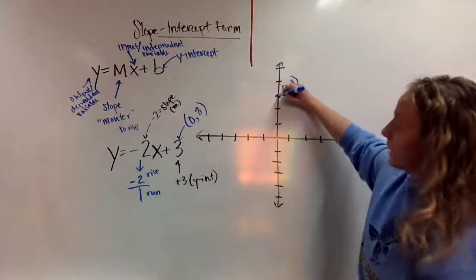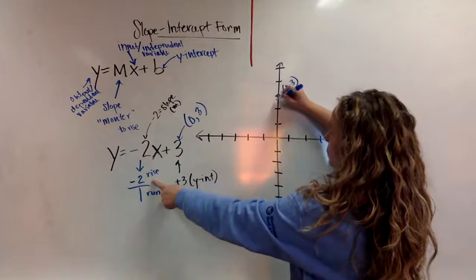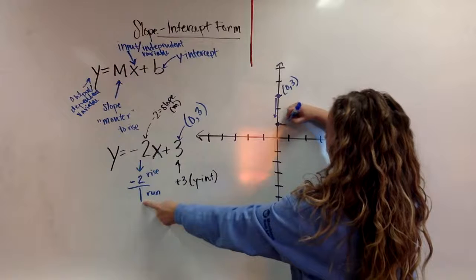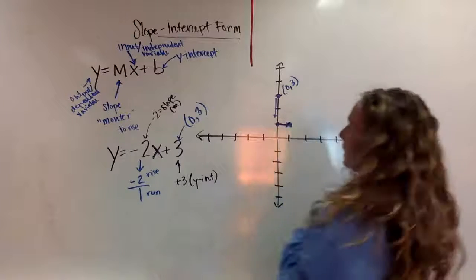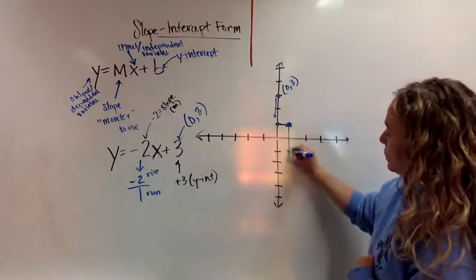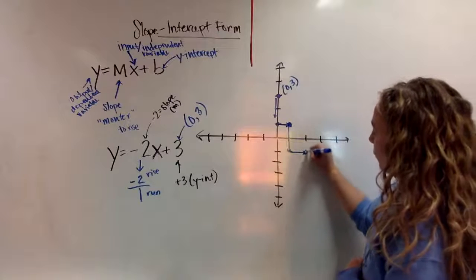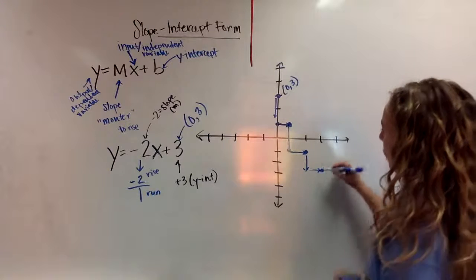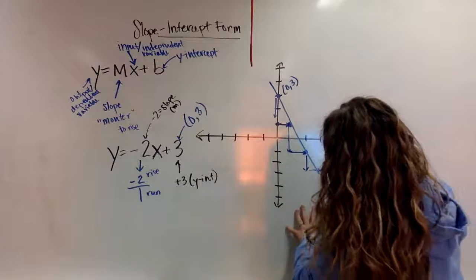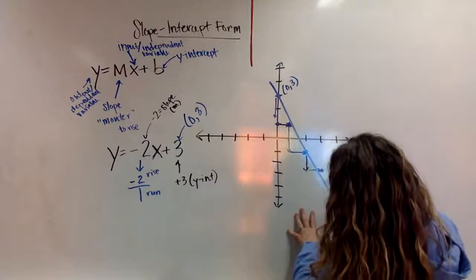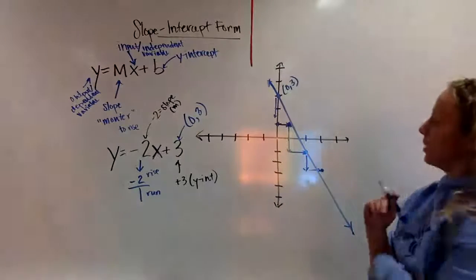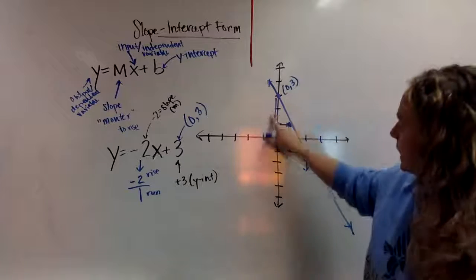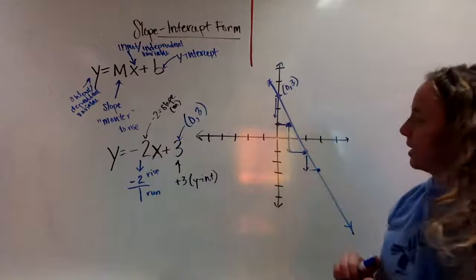From this point, I can then take this rise of negative 2, which means I'm going down 2 units, and then a run to the right 1 unit, and I can create a point. Down 2 units, over 1 unit, create a point, which then allows me to draw a line. I can draw a line given my slope of down 2 over 1, down 2 over 1, and so on.